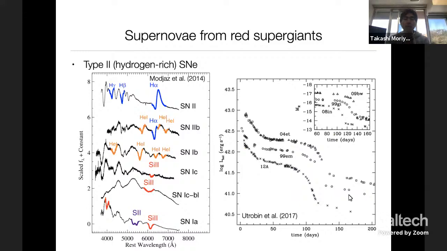And when these red supergiants explode, they are observed as type 2 supernovae. And if you are not familiar with this supernova classification, you don't need to care about it. Type 2 basically means there are hydrogen signatures in the spectra. And of course, red supergiants have extended massive hydrogen-rich envelopes. So that's why we see hydrogen in the supernovae from them. And these type 2 supernovae are characterized by a so-called plateau phase lasting for 100 days, during which the luminosity doesn't change much, and then it keeps declining.